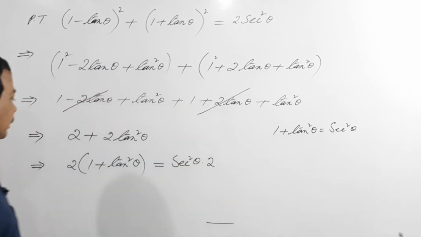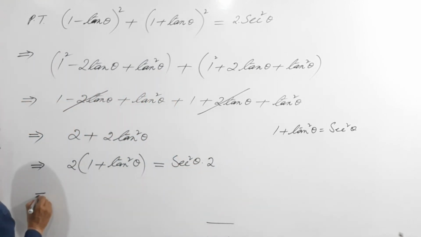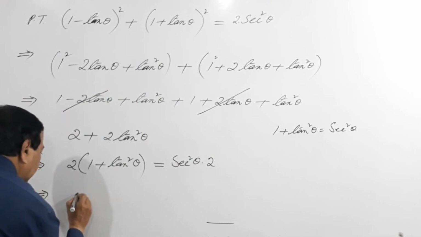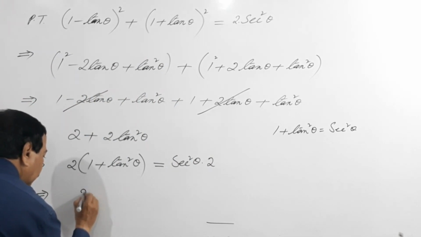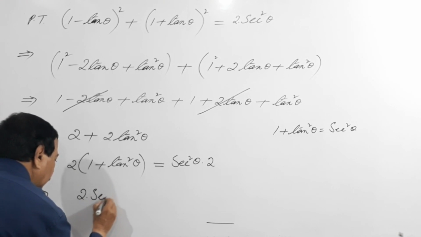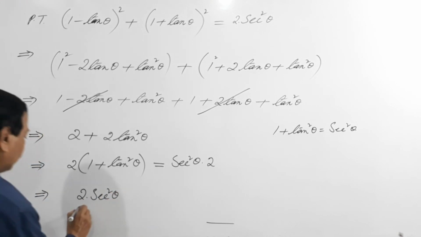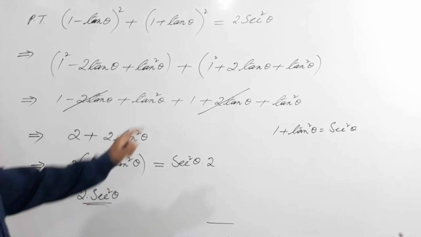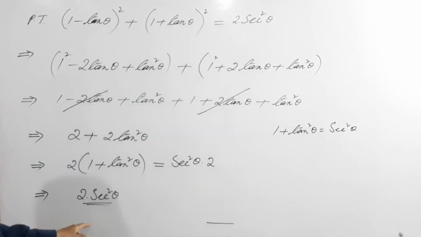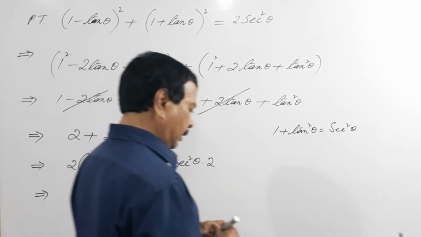So we'll rearrange it. That is equals to 2 secant square theta. What we need, what he wants, 2 secant square theta. We have got 2 secant square theta. So therefore, I'll rewrite this step.